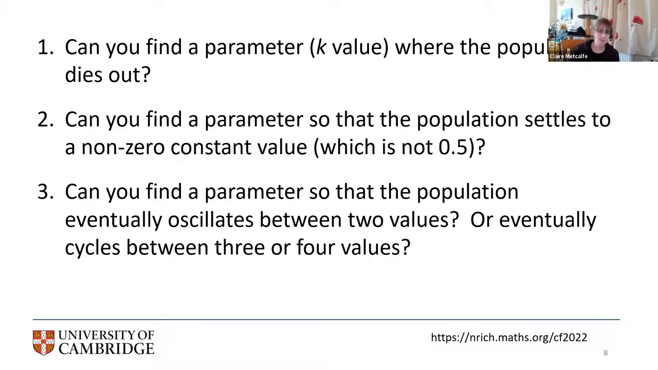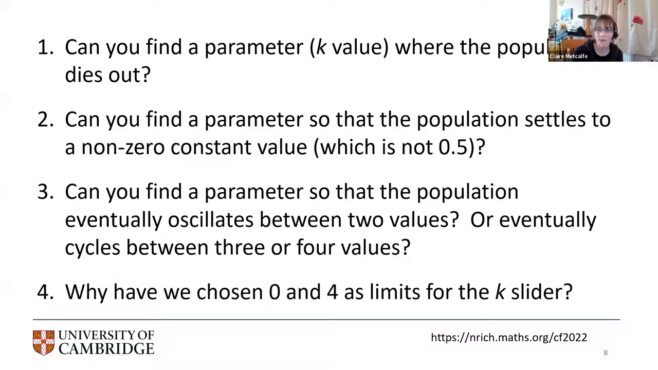The third question is, can you find a k value so that the population doesn't settle down but ends up pinging back and forth between two values? Or perhaps you can find one where it pings between three values or four values. And the very last question, which is really quite hard, is why in our GeoGebra page have we picked limits of 0 and 4 for the k slider?